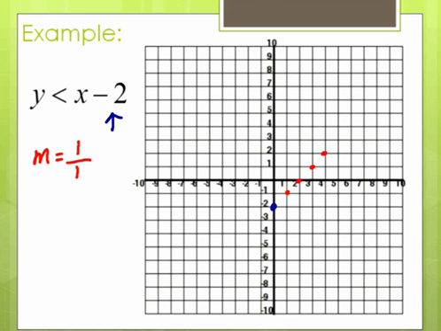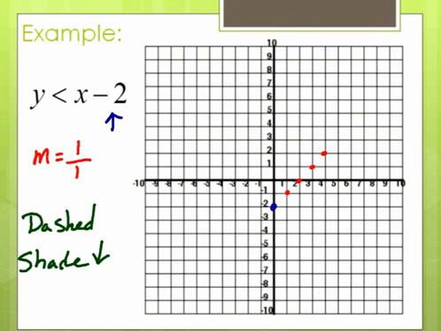What's going to be different in this case is how we're going to shade, and whether we're going to have a dashed or solid line. First of all, you can see here that this is a less than sign, which means that we're going to have a dashed line. If this had been a less than or equal to, then we would have had a solid line. And since it's a less than symbol, that also lets us know that we are going to shade below. Alright, so that's two things that are important to know.